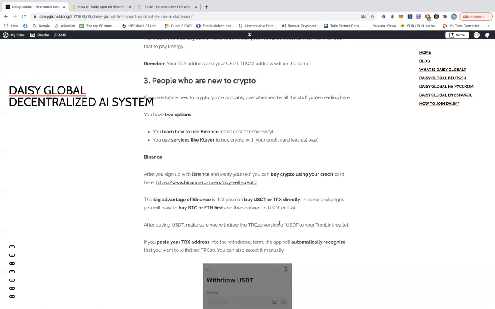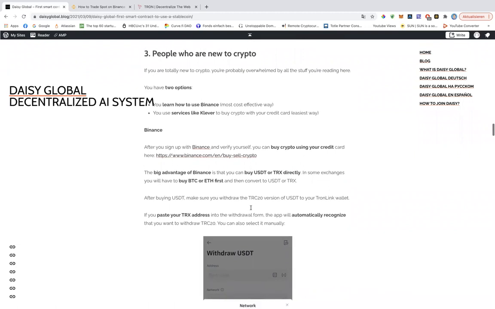And you can pay with your credit card and you can pay with your bank account, in all the different fiat currencies. I don't know how many fiat currencies they have, but it's more than 20 for sure. So you just sign up with Binance and then you buy crypto using your credit card, okay? The big advantage of Binance versus other services is you can buy USDT and Tron directly. Because typically, like in Clever, for example, you will have to buy Tron first and then swap it to USDT. Typically you can only buy Bitcoin or Ethereum or USDT. But on Binance, you can buy USDT and Tron directly.